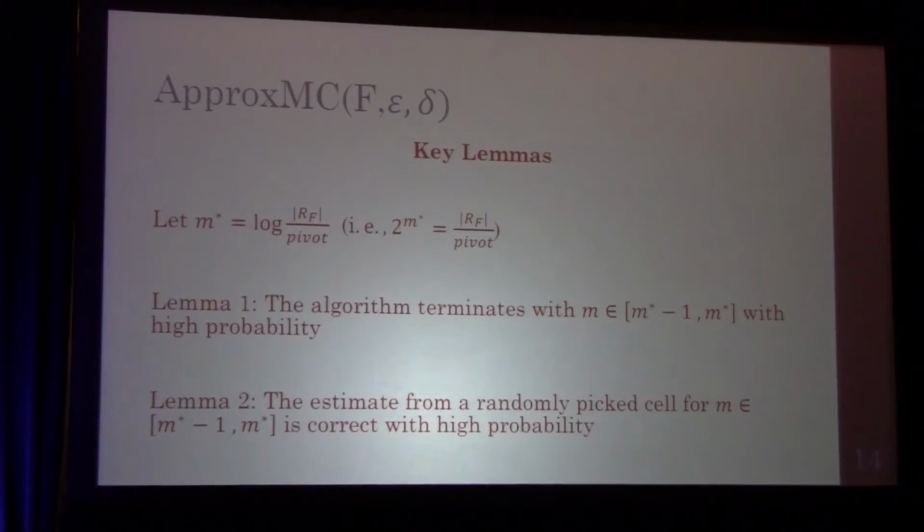So the key lemmas behind this technique, what we had to prove is that we will actually stop at the right value. So we wanted to stop at m star, which is log of Rf over pivot. If 2 raised to m star is the number of cells, and if we do this linear scan, then with very high probability, we will stop very close to the right value of m star.